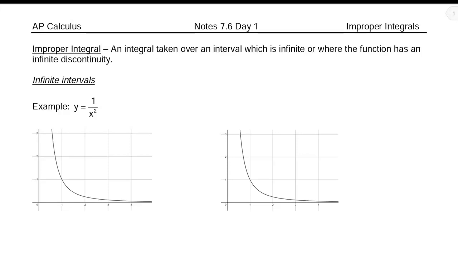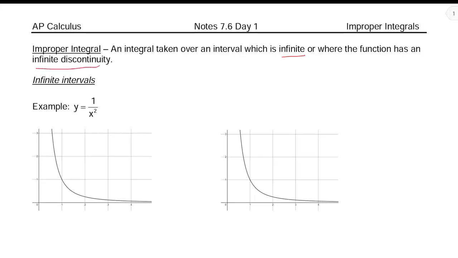Section 7.6 is on improper integrals. We're going to split this into 2 days. Day 1, we're going to learn about type 1 improper integrals. An improper integral is an integral taken over an interval which is infinite, or the function has an infinite discontinuity.